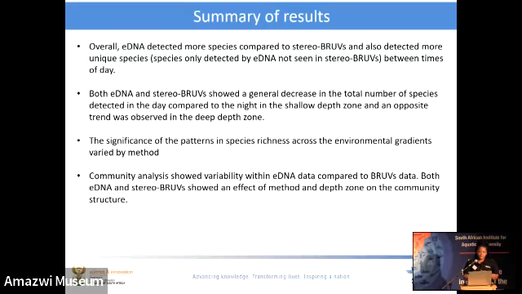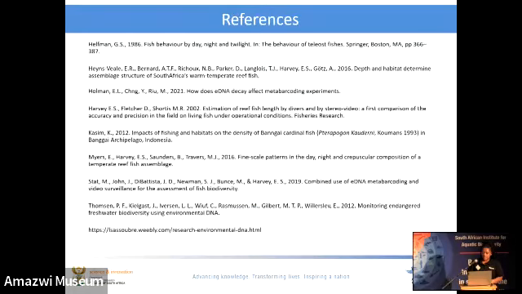Both eDNA and stereographs showed a general decrease in total number of species detected in the day compared to the night in the shallow depth zone, and an opposite trend was observed in the deep depth zone. The patterns in species richness across the environmental gradients varied by method. Lastly, community analysis showed variability within environmental DNA data compared to stereograph data, and both eDNA and stereographs showed an effect of method and depth zone on the community structure. Yeah, thanks.